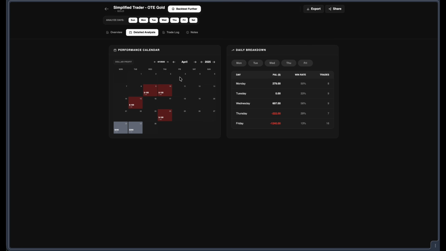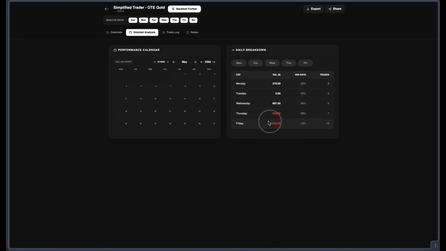Coming over here into the detailed analysis, the performance calendar, you can see where we started here. I actually had to go back to April 2025, and you can see that did not do well. May was absolutely terrible. June was terrible, and then you can see here that I tested some September. You see October, November was a good month, and you can see December was absolutely horrific.